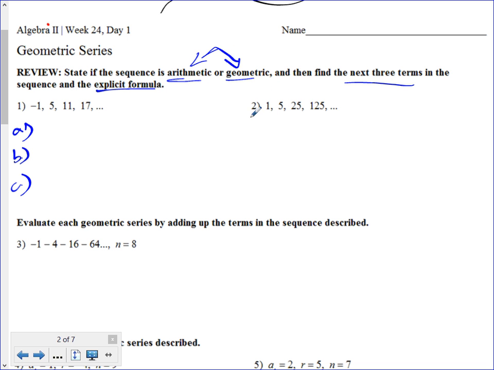Okay, is it arithmetic or geometric? Arithmetic. The second part, I don't know, maybe. The second part is next 3 terms. So that's part B. And the final part is write the explicit formula. So A, B, C. 9 times 10 seconds for number 1. 3, 2, 1. Go.